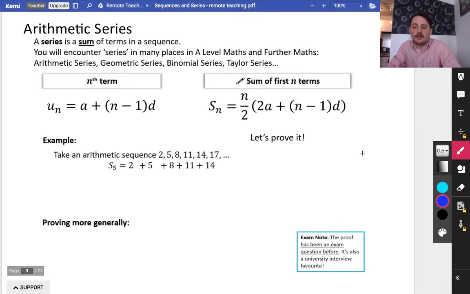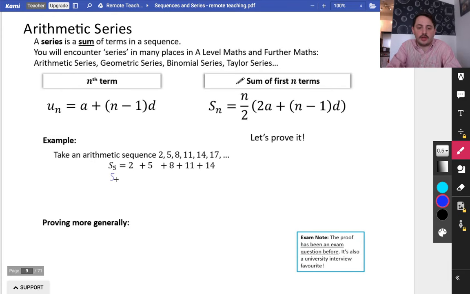So we're going to prove it, but in order to prove it, I'm first of all going to have a look at doing it with some actual numbers to begin with. So there's an arithmetic sequence that we've got here, which is 2, 5, 8, 11, 14, 17, the same one that we've been using so far, and we're going to find out how much the first 5 terms add to. Well, obviously, you could just type this into your calculator, but we're going to try and show you a method that will help us come up with a more general proof.